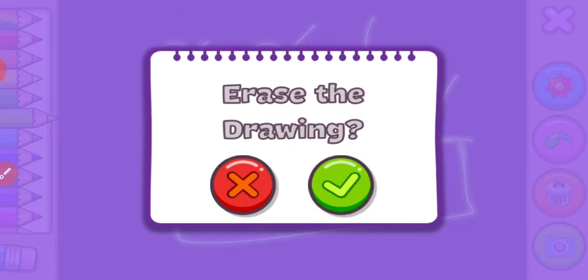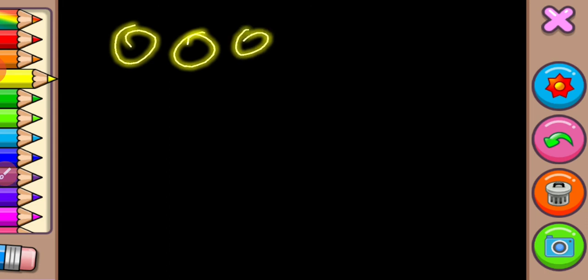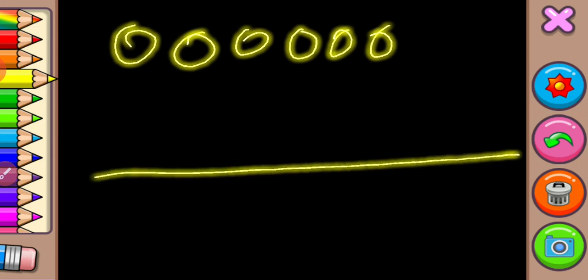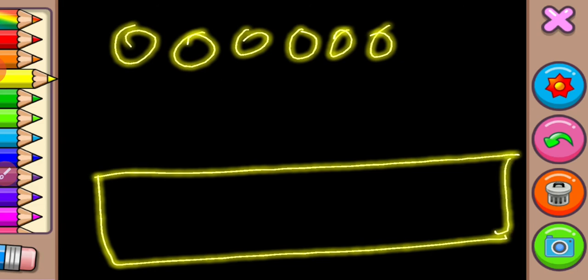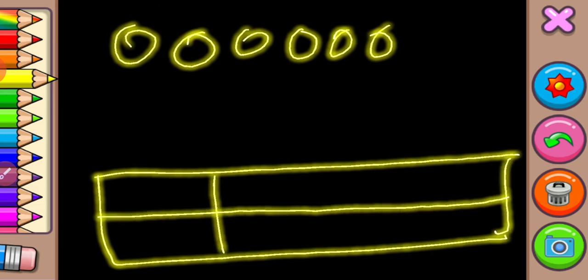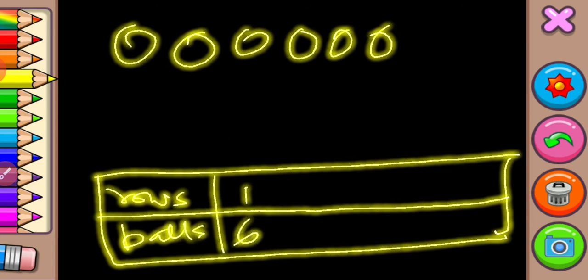Let us understand this by the help of an example. Say we have 6 balls: 1, 2, 3, 4, 5, 6. Now if we have to arrange these balls in a number of rows, say if there is one row, then you tell me how many balls will be there in that row. So here we can make a table. So if the number of rows is 1, we say that number of balls in each row will be 6.